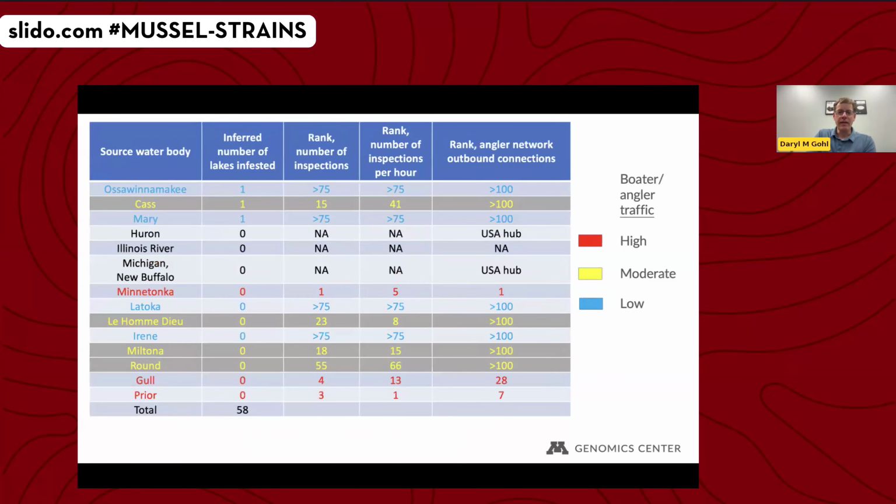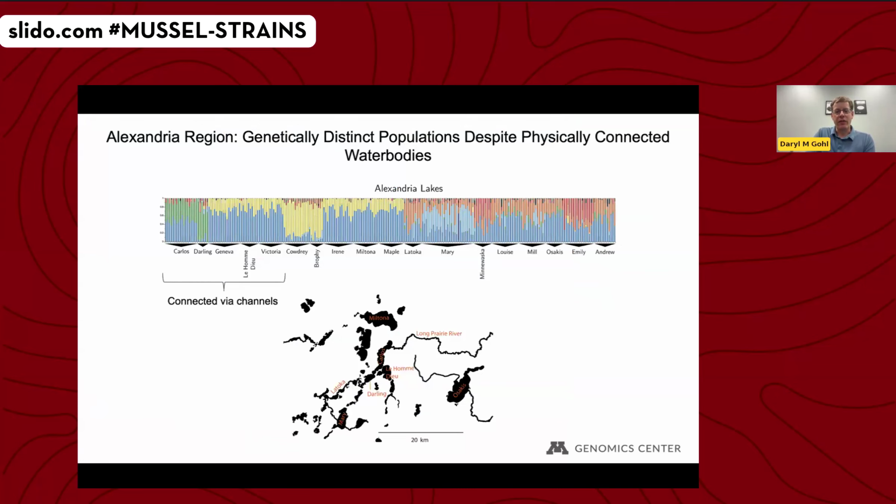I guess I'll just mention one other interesting story from the paper, which is that within the Alexandria region, we actually saw distinct genotypes between a number of lakes that are actually interconnected, like internavigable.